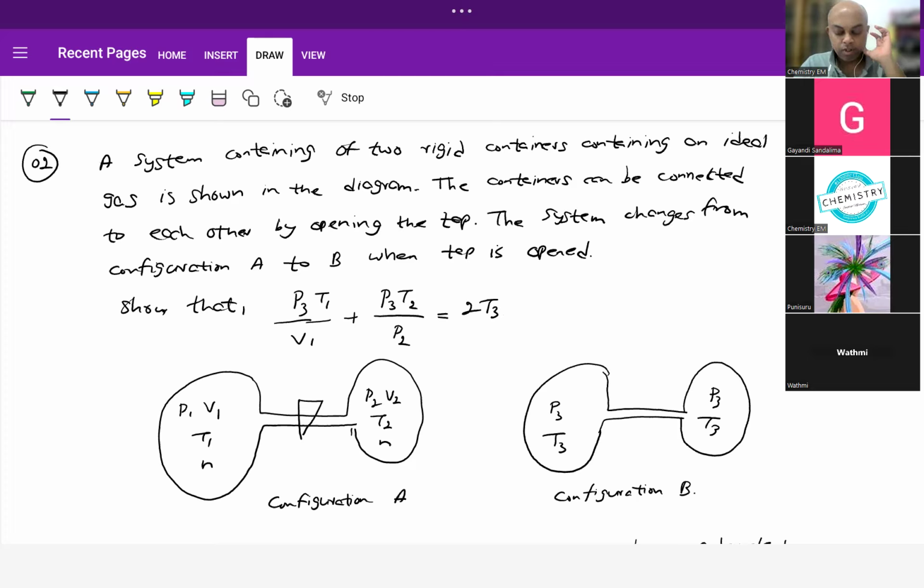The system changes from configuration A to configuration B when the tap is open. Show that P3T1 divided by P1 plus P3T2 divided by P2 equals 2T3. Sorry, this is P1 and P2, not V. Really sorry. Right. So that should be the answer, right? Let me cross check this one. Yes.